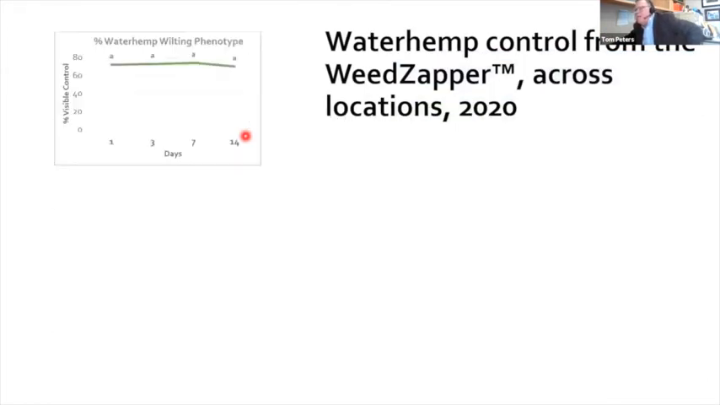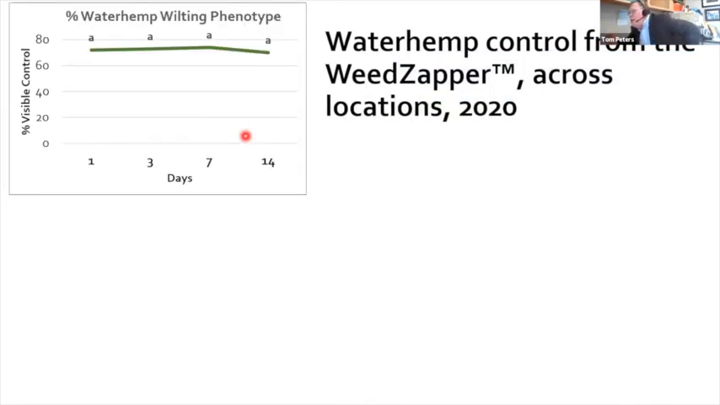So we've done some experiments in 2019 and 2020. We looked at eight locations in 2020. And the first thing we looked at is this wilting phenotype. And I can tell you it occurs immediately after you run the weed zapper through the field. So we see that immediately. And at least statistically, there's no difference 14 days later.